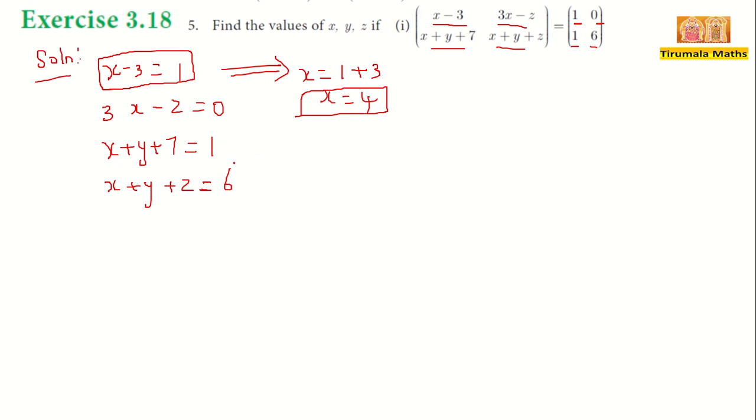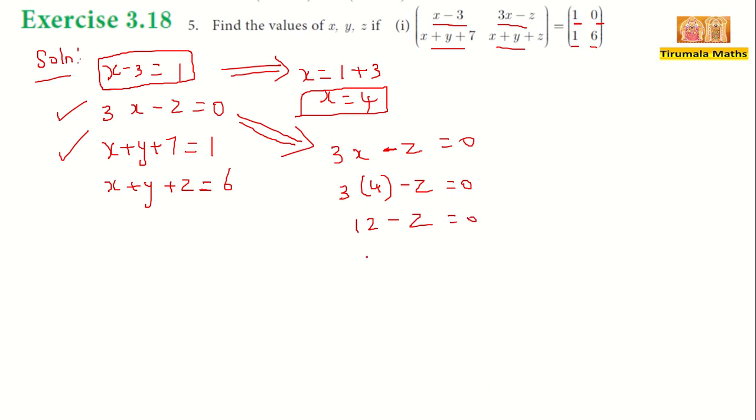Next, we can find either z or y. In these equations we substitute the value of x. In the question, 3x minus z equal to 0 is given. So 3 into 4 minus z equal to 0, which means 12 minus z equal to 0. So z is equal to 12, since z goes to the right side as plus. So the answer we get is 12.